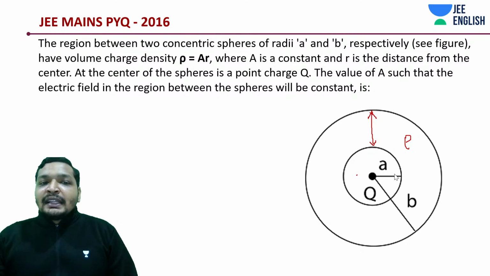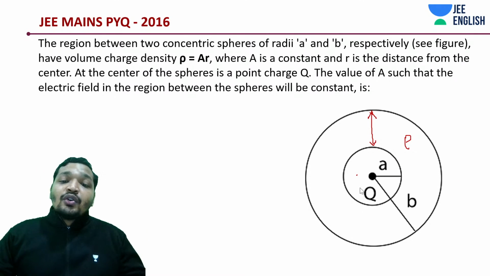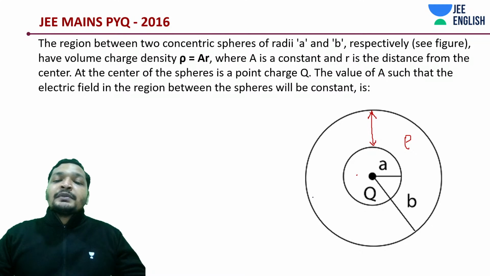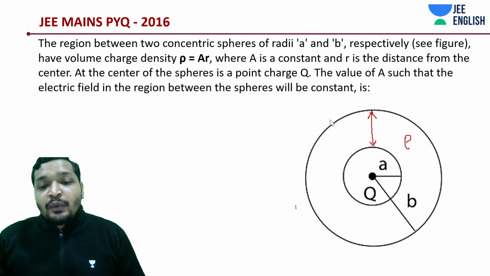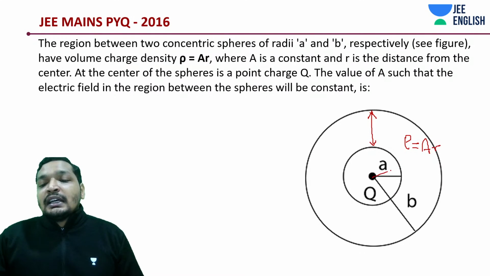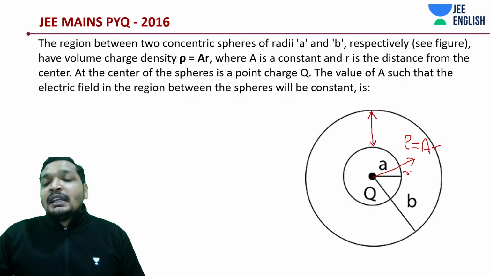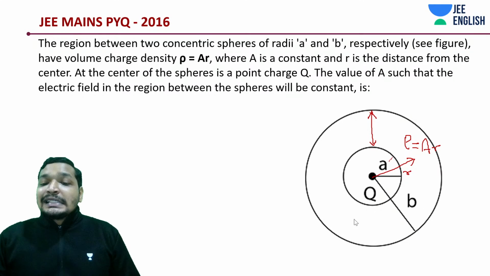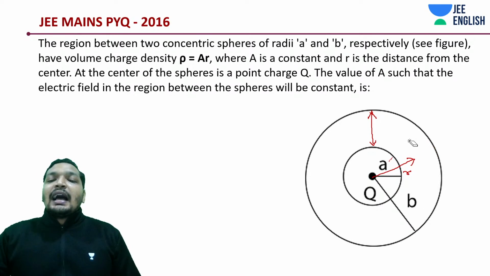Between them there is some charge density rho. This charge density rho is not a uniform charge density like the earlier one, if you understood that point. It's dependent upon what? Radial distance from the center. Simple. As simple as that.